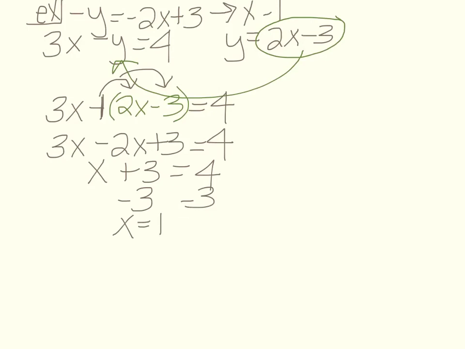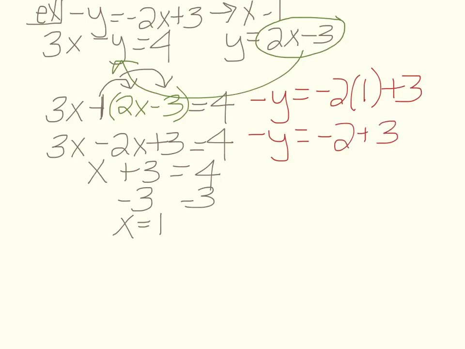Halfway there, all we need to do is solve for y. So let's go ahead and plug this back in. I'm going to plug it into the original first equation, negative y equals negative 2x plus 3. So I have negative y equals negative 2 times 1, because we just found x equals 1, plus 3. Therefore, negative y equals negative 2 plus 3, and we know that negative 2 plus 3 is a positive 1. So if we divide both sides by negative 1, we see that y has to be equal to negative 1. Therefore, these two lines should intersect at the point (1, negative 1).